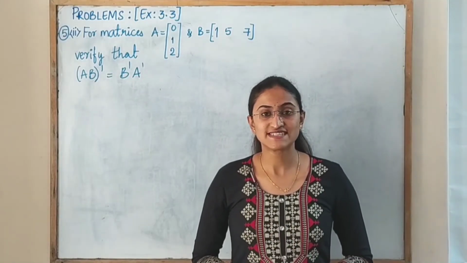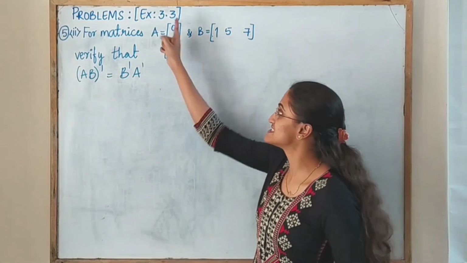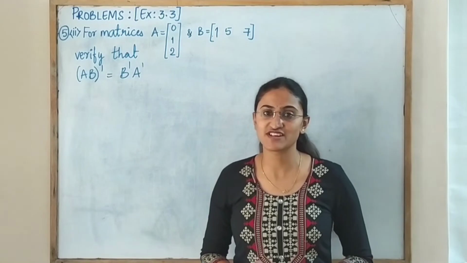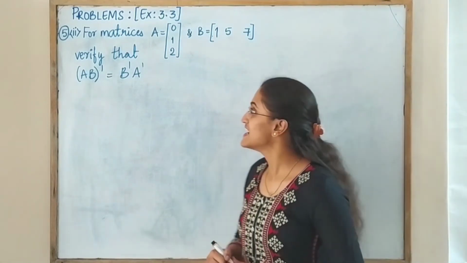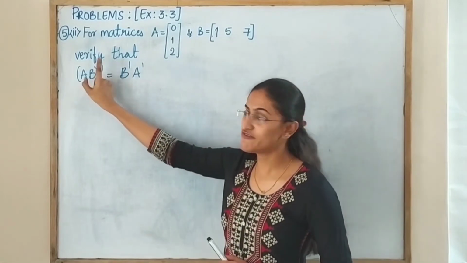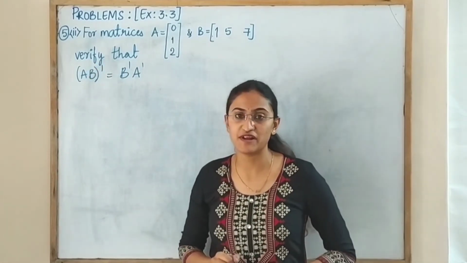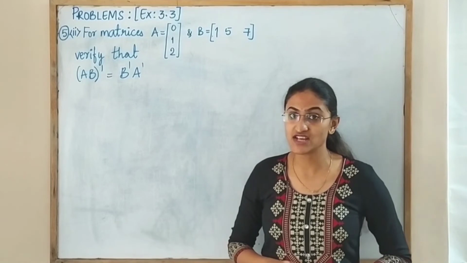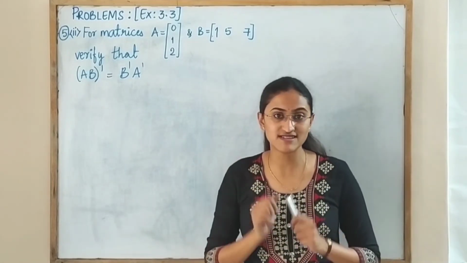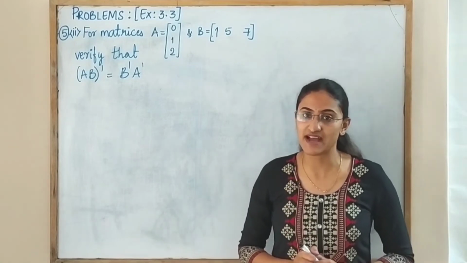We shall solve some problems of exercise 3.3. I have retained the exercise number as well as the question number for your reference. The first question: for matrices A and B, verify that AB whole dash is equal to B dash into A dash. Recall that this was one of the properties when we were discussing the transpose of a matrix.